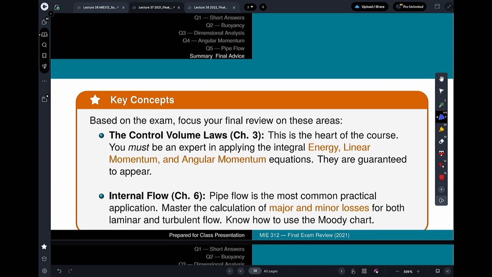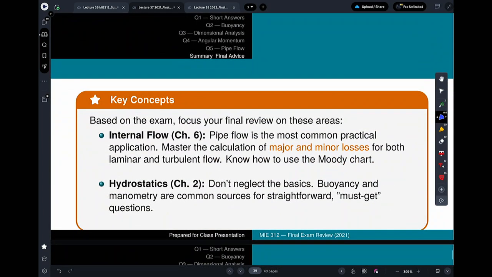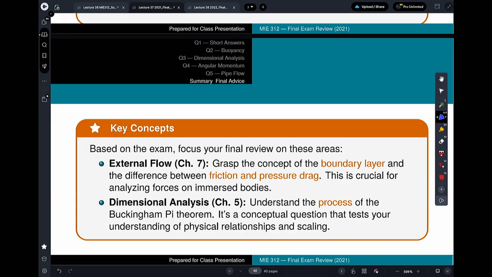Okay, control volume laws, chapter 3. Internal flows, chapter 6. Hydrostatics, chapter 2. Chapter 1 doesn't have very much in it. It's really, here is a unit and a fluid is this. But ultimately, you use that all the way through. You need to know that a fluid just displaces. External flows, dimensional analysis, and that's the end of it.